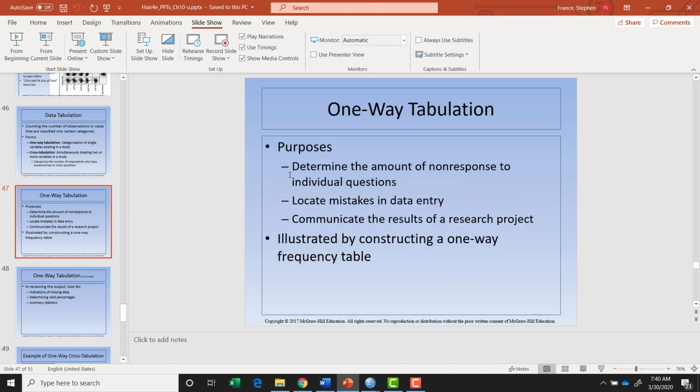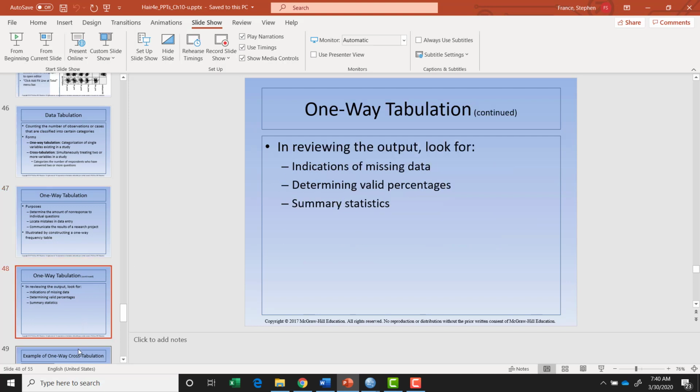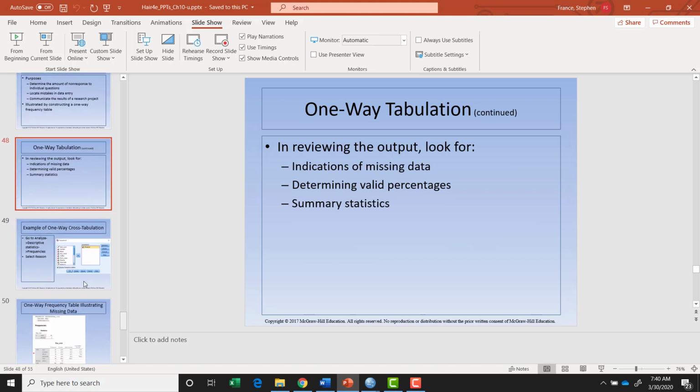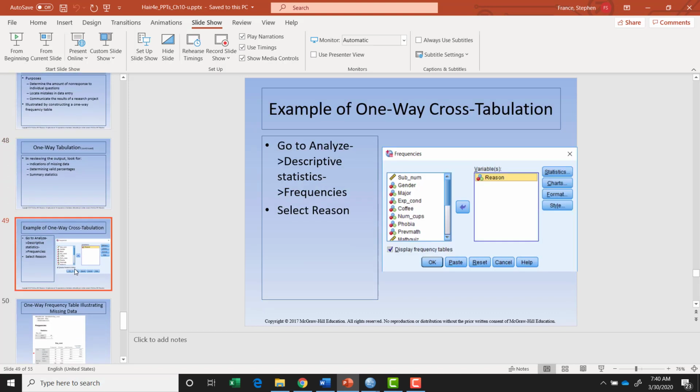So with one-way tabulations, we can just look at the responses. We could look at each category, and we could also look at the missing data, and the non-responses. And let's just do this. So let's go back to SPSS and have a look at what we get with a one-way tabulation. So let's go to Analyze.